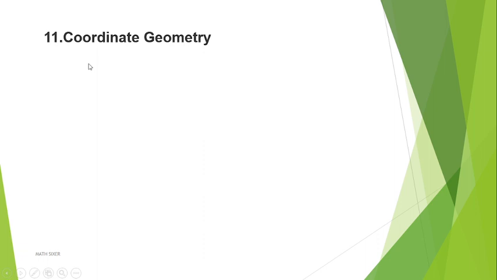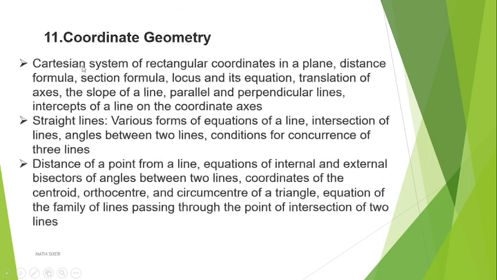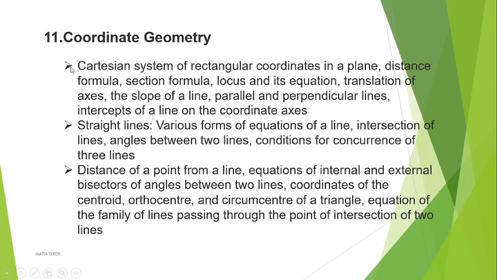And next, coordinate geometry, and this is one of the very important topics with more weightage. So in this we'll study a Cartesian system of rectangular coordinates in a plane, and distance formula, section formula, locus and its equations, and translation of axis, and the slope of a line, and parallel and perpendicular lines, and intercept of a line on the coordinate axis. Next we have straight lines, various forms of equations of a line, and intersection of lines, and angle between two lines, and condition for concurrence of three lines.